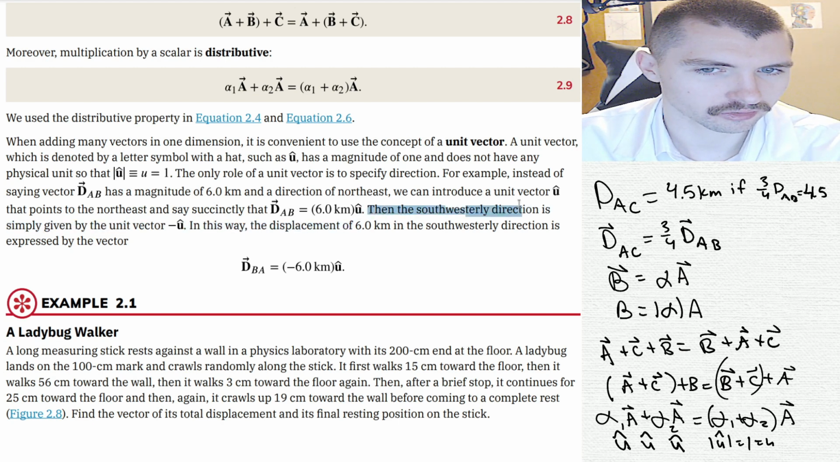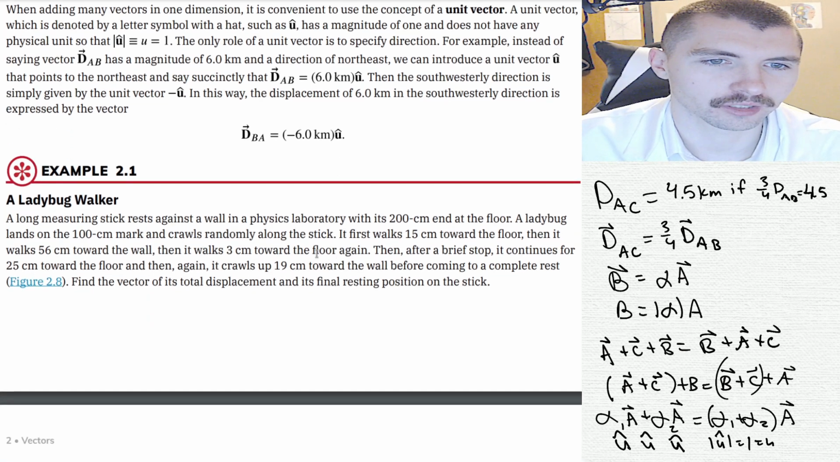Then the southwestern direction is given by the unit vector negative U. In this way, the displacement of 6 kilometers southwest is expressed by negative 6 U hat.